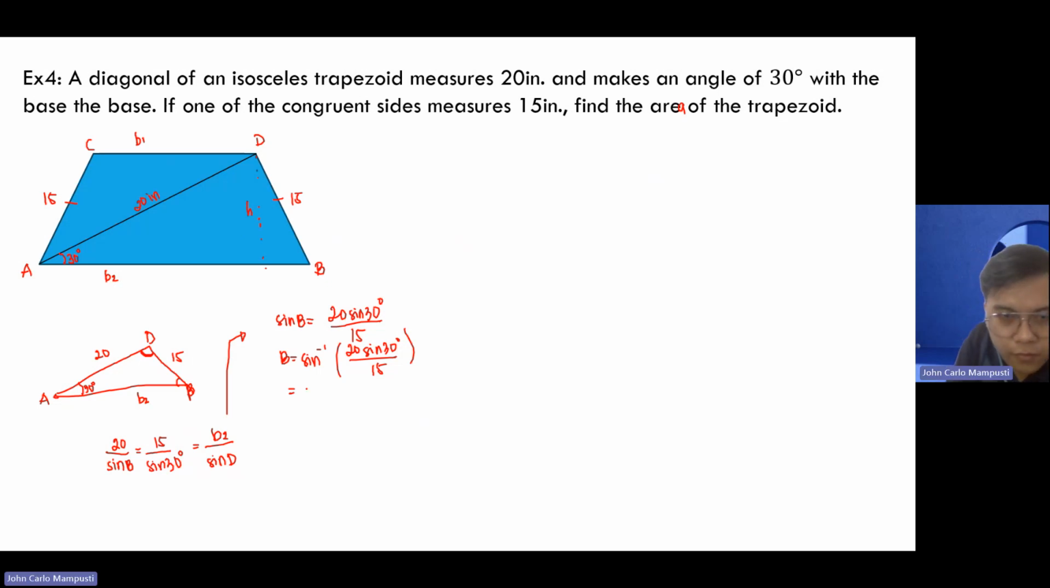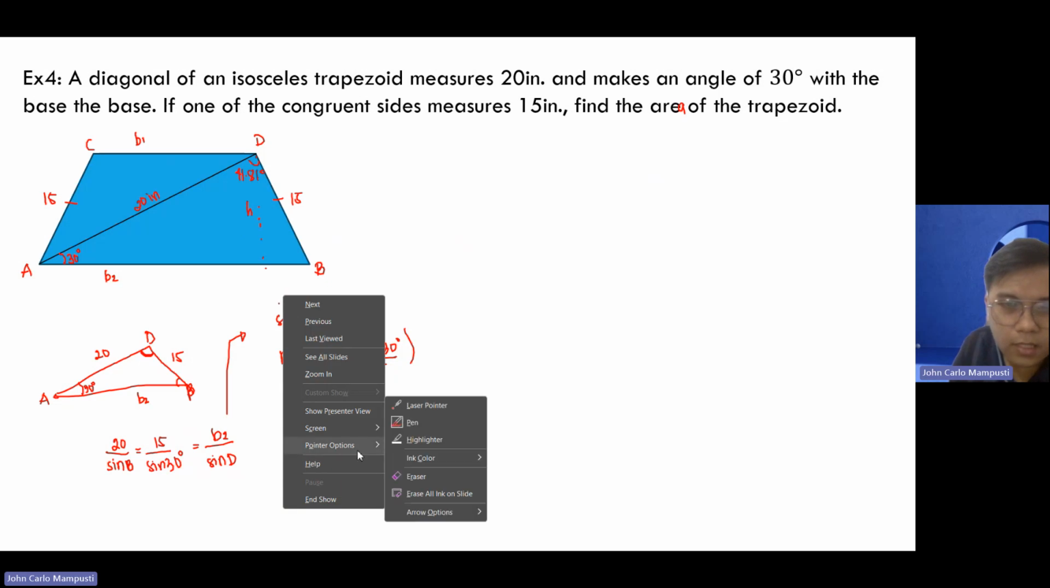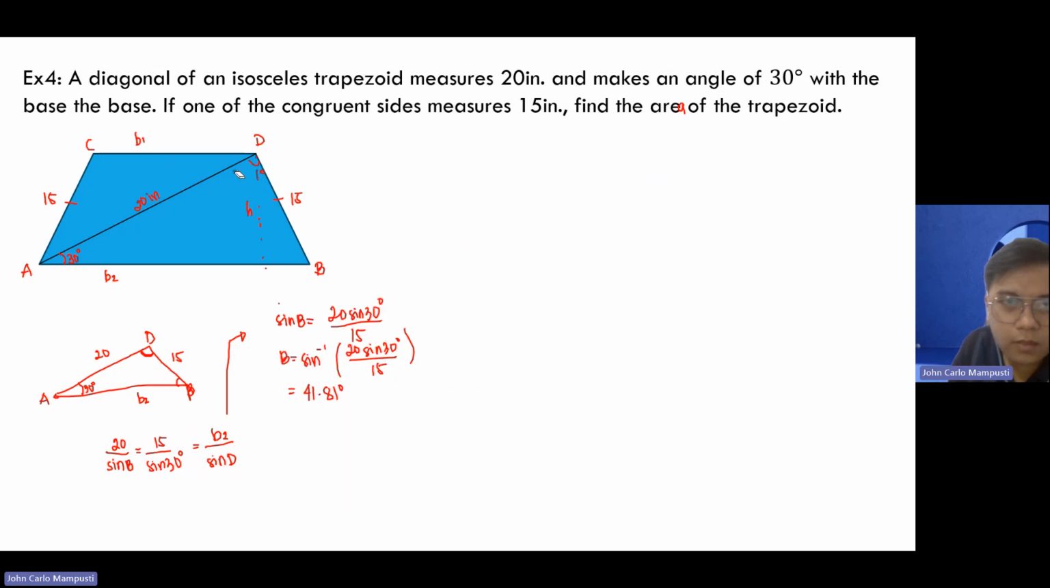Therefore, this is equal to 41.81 degrees. So, ito pala, itong angle na to, this is 41.81 degrees. Now, to find, sorry, mali tayo ng pagkalagay. Yung angle B natin is this one. This one is 41.81 degrees. So, kailangan natin ng angle na to, no? Paano natin hanapin yun? Siyempre, i-minus na lang natin.